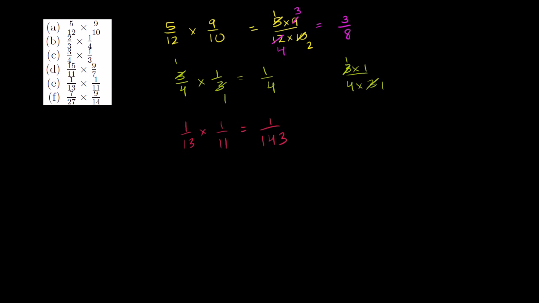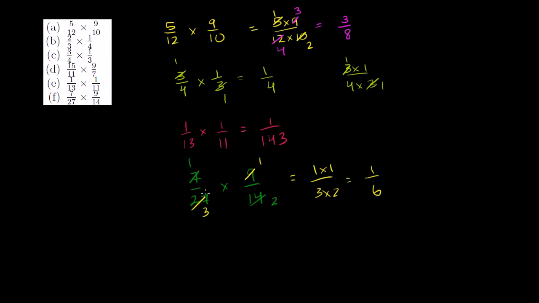All right, one more, to get us really warmed up. I'll do part F. 7 over 27 times 9 over 14. Well, we can do the same trick we did over here. Divide the numerator and the denominator by 7. So this becomes a 1. This becomes a 2. Then we can divide the numerator and denominator by 9. This becomes a 1. This becomes a 3. So this becomes 1 times 1 over 3 times 2, or 1/6.